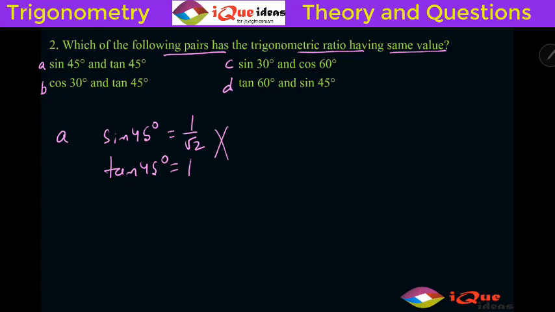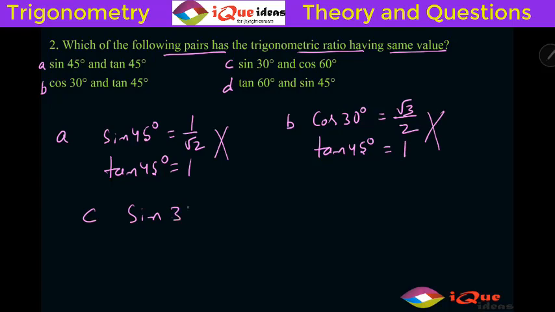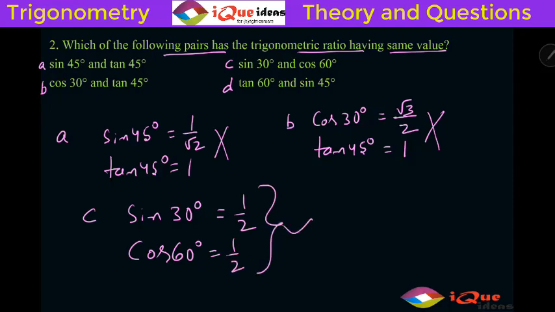Then B has cos 30 degree. Now cos 30 degree, we have to remember these values, that is root 3 by 2. And tan 45 degree is equal to 1. Again not equal. Let's say C: sine 30 degree equal to 1 by 2. Cos 60 degree, that is also equal to 1 by 2. So this is the correct situation. So the answer is option C. If you check the last one also, tan 60 is root 3, sine 45 is 1 by root 2, so they are also not equal. So the answer is option C.